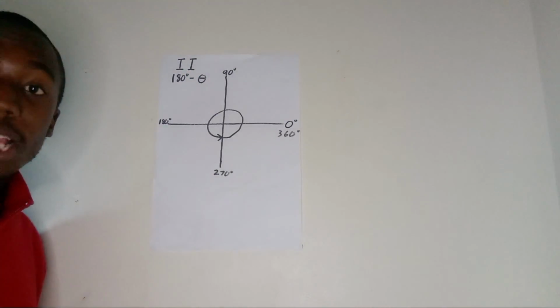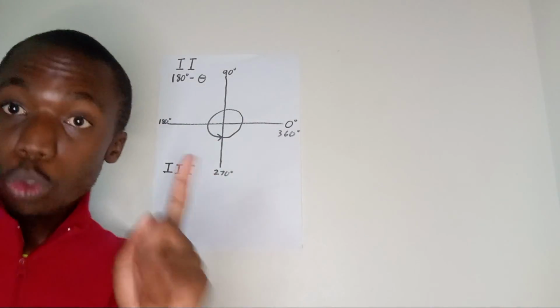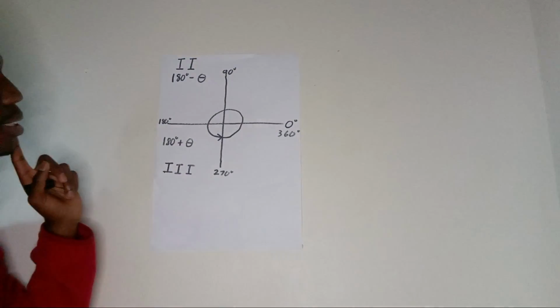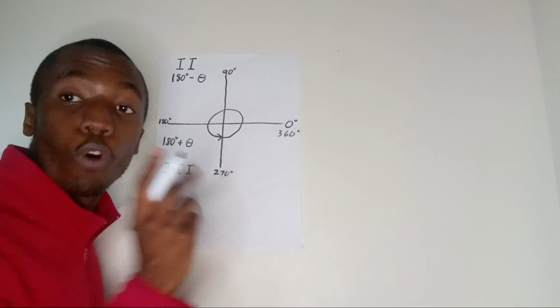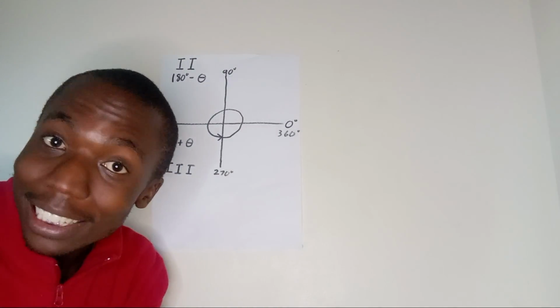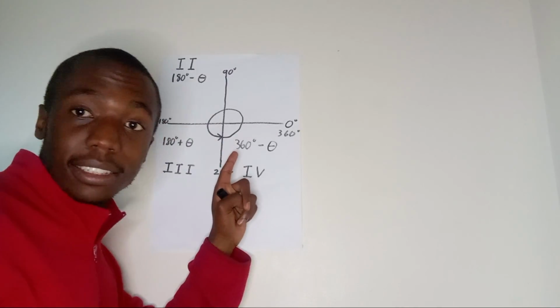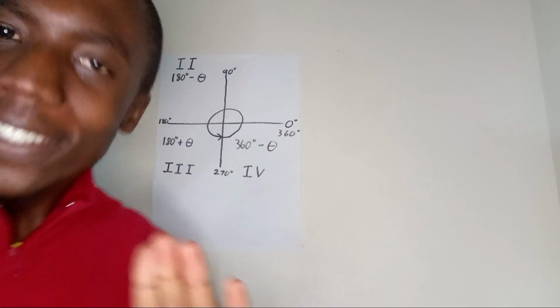And then you're on the third quadrant. You're going to label this quadrant 180 plus theta. Now, there's the fourth quadrant. And what are we going to label it, ladies and gentlemen? 360 minus theta. Good, guys, you got it.